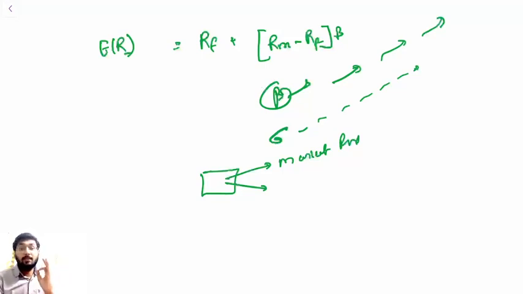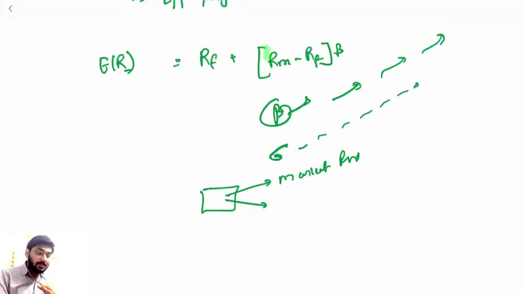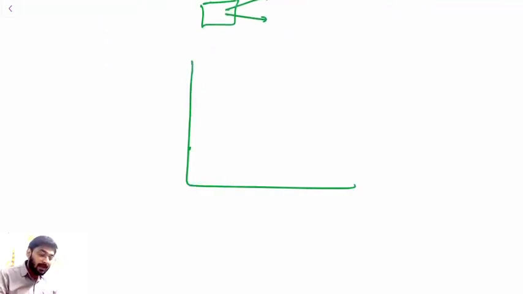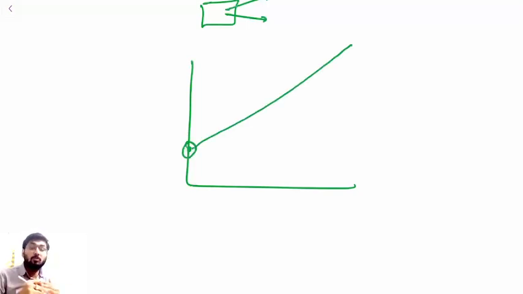Clear? So if I jot down the key properties of SML, sir, it applies to all the assets. Clear? It can even apply to the portfolio. The risk is measured with the help of the beta, and over here the slope is RM minus RF, that is market risk premium is the slope. And what is the intercept? The intercept is the RF, because we are starting it from RF only. This is the RF, this is the intercept. Clear? And what is the slope? Slope is RM minus RF.